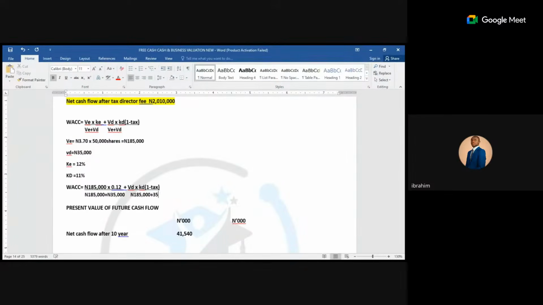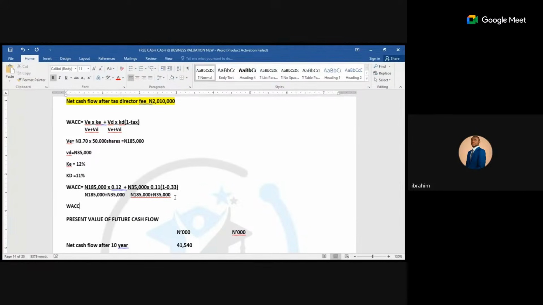This is 35,000. Right. So we have here value of debt 35, times cost of debt is 11%. That is 0.11. So tax rate is 0.33. So what do we have? What is the weighted average cost of capital? Quickly.